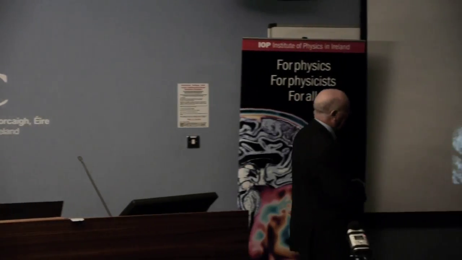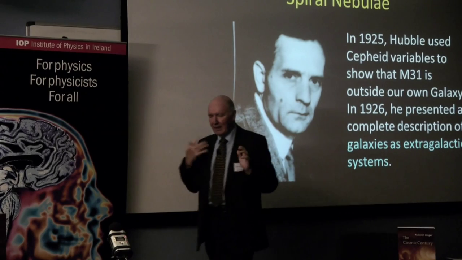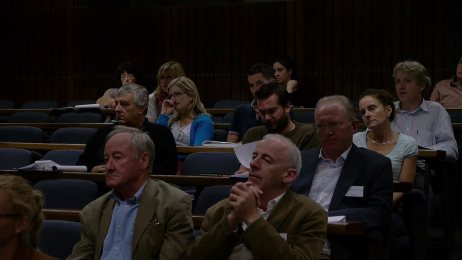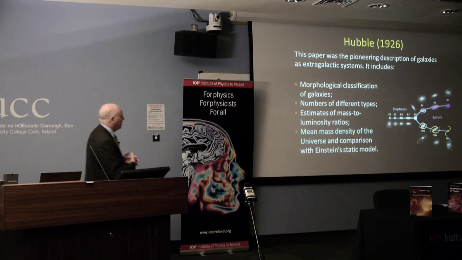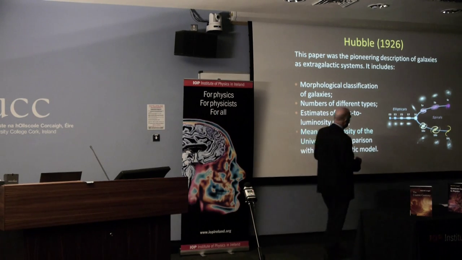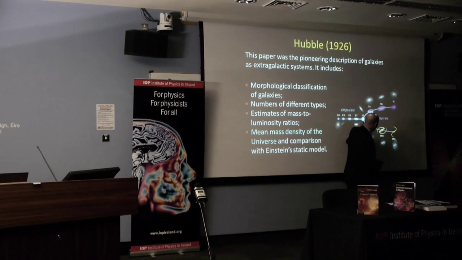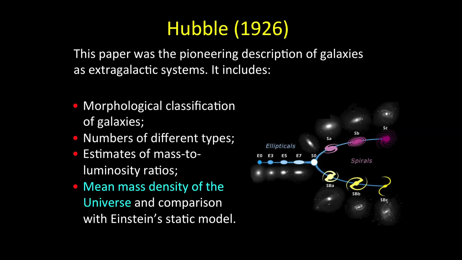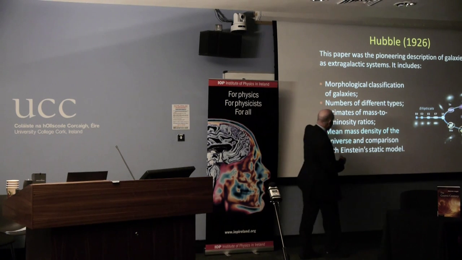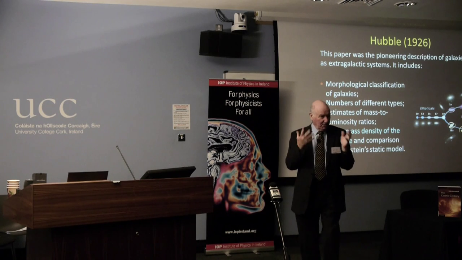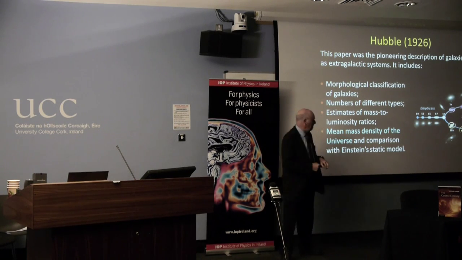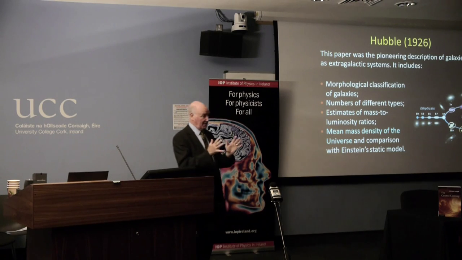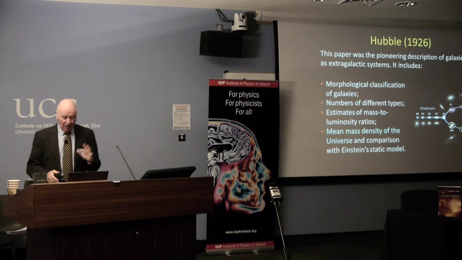Now, as soon as he'd done that, he presented this remarkable paper in the next year on galaxies as extragalactic systems. And I find this a very impressive and not nearly as well-known paper as the other one. Because what he did was the following. He introduced the morphological classification of galaxies, that is the division between the elliptical galaxies, the ordinary spiral galaxies, and the barred spiral galaxies. And then worked out the statistics for all of these types of galaxies. Made estimates of the numbers of different types, also estimated the mass to luminosity ratio that Paul again mentioned this morning, which is very important, on the basis of the light of the objects. And then from that was able to work out the mean mass density of the universe, all in this paper of 1926. So it's a very impressive, rapid development of our understanding of cosmology.